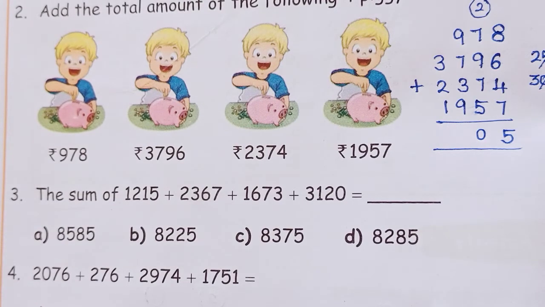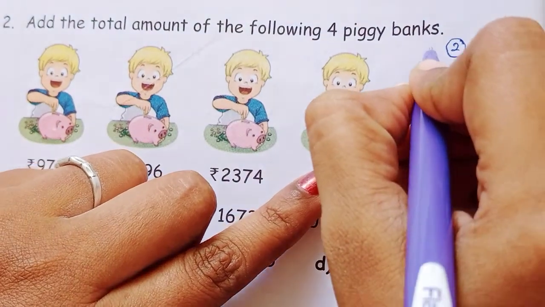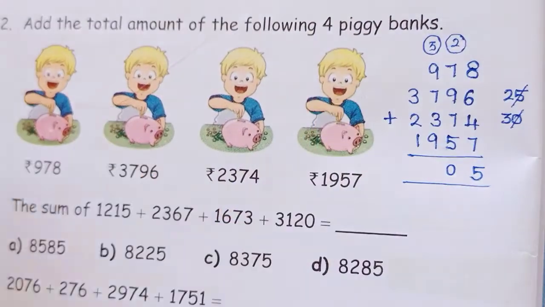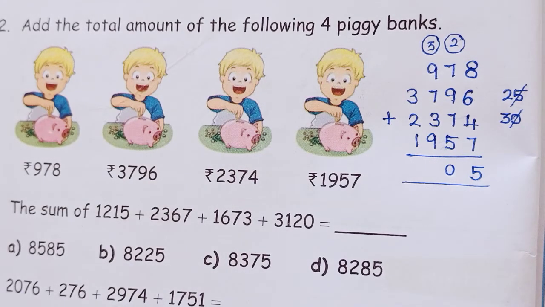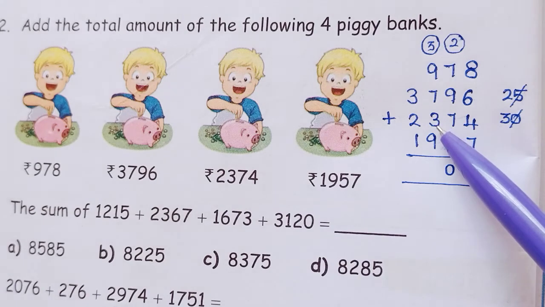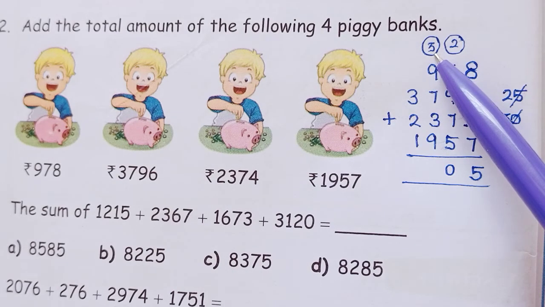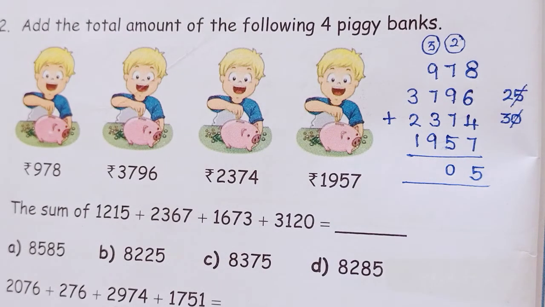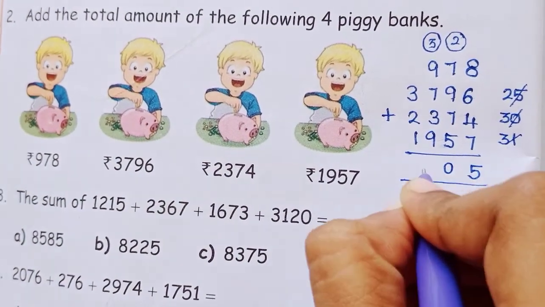Remaining 3 you carry over to the hundreds column. Then add the next one. 9 plus 7, 16. Then 16 plus 3, 19. 19 plus 9, 28. 28 plus 3, 31. So you write here 31.